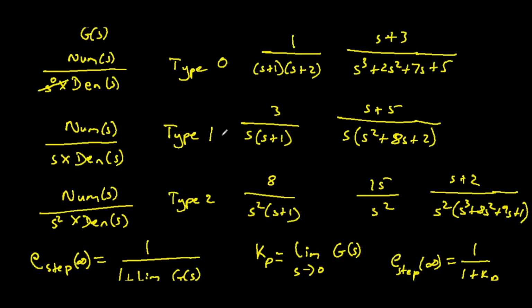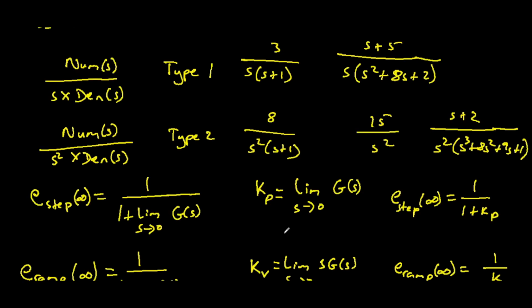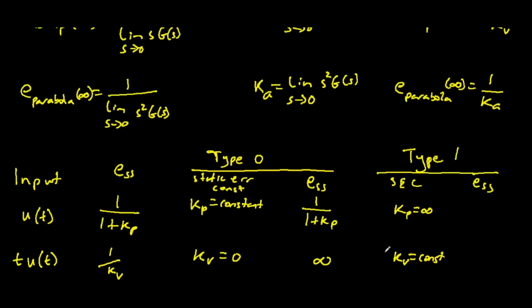Now a type 1 system, to find your Kp is down here. Kp is the limit as s tends towards 0 of G. So limit as s tends towards 0 of this term. As s tends towards 0 of this, you simply have your denominator going to 0. So you have 3 over 0, which is infinity. So your Kp will definitely be infinite. Come over here as well. You get exactly the same thing. Kp is infinite. And that's what we have in the table.